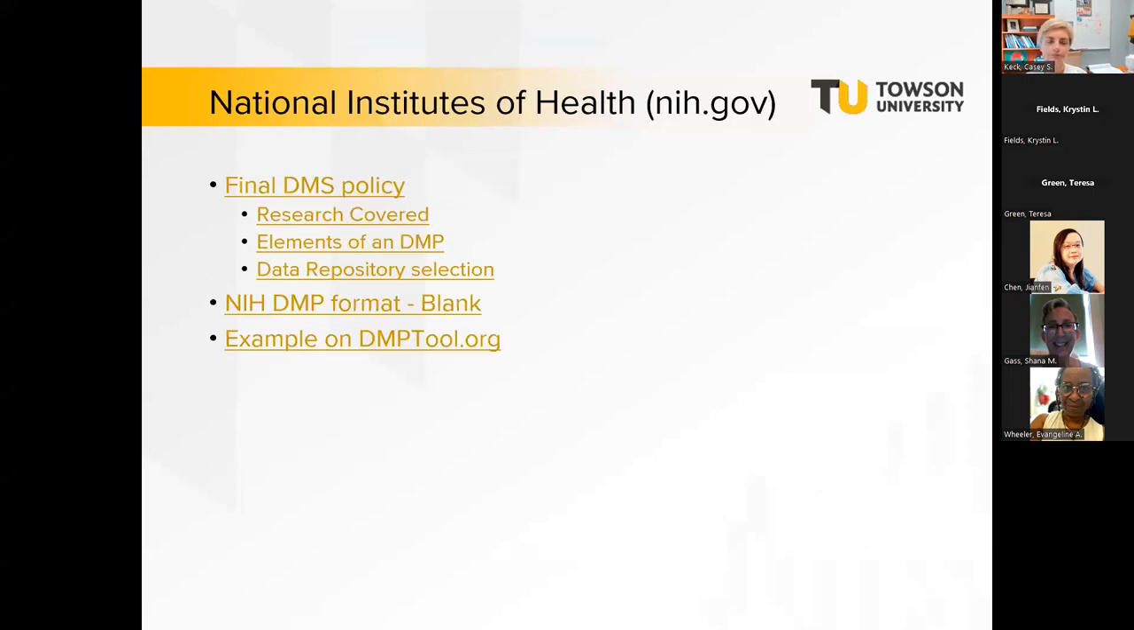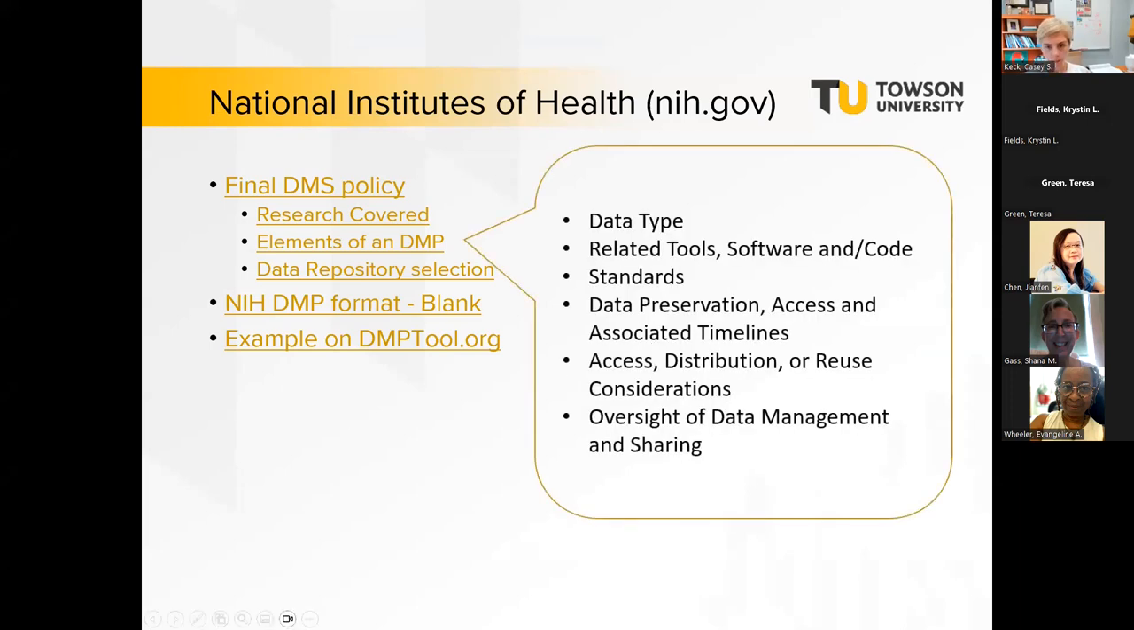Yeah, this is just an example of the requirement from NIH for the final DMS policy. All of the links that you can click can redirect you to all of the documents and the websites accordingly. And briefly speaking, for the elements of a data management plan for NIH, first of all, data type, like I said, related tools, software and code, standards, data preservation, access and associated timeline, access, distribution or reuse considerations, and oversight of data management and sharing. Well, apparently, it needs you to give them a general or big picture of this whole data management and sharing plan for the grant proposals to NIH.